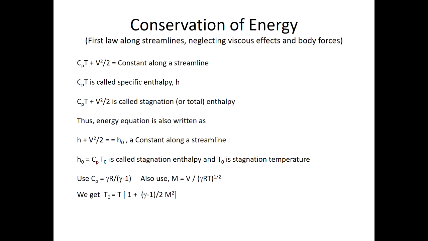So sometimes we write H naught as Cp times T naught, where T naught is called a total temperature or a stagnation temperature. Now if you recall, Cp over Cv is gamma, and Cp equals Cv plus R. So you could group it so that Cp equals gamma R over gamma minus 1. Gamma RT is the speed of sound squared. Velocity over speed of sound is Mach number. So using all of these things, you can get an expression for the stagnation temperature.